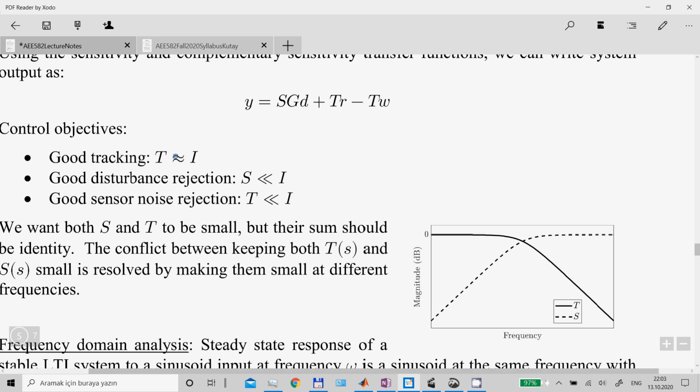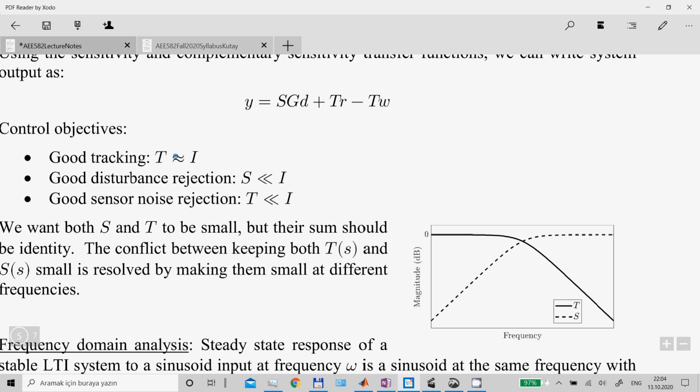And if you look at the sensitivity transfer function at high frequencies, S is close to unity. That means the high frequency disturbances will not be rejected as well as low frequency disturbances. So if you consider an aircraft, the disturbance can be a wind gust, let's say. So the high frequency content in the wind gust. So if you go into a very turbulent region of atmosphere, there will be high frequency disturbances there.